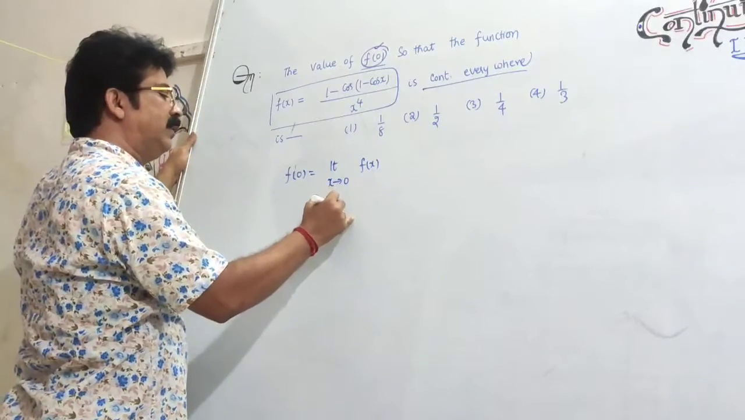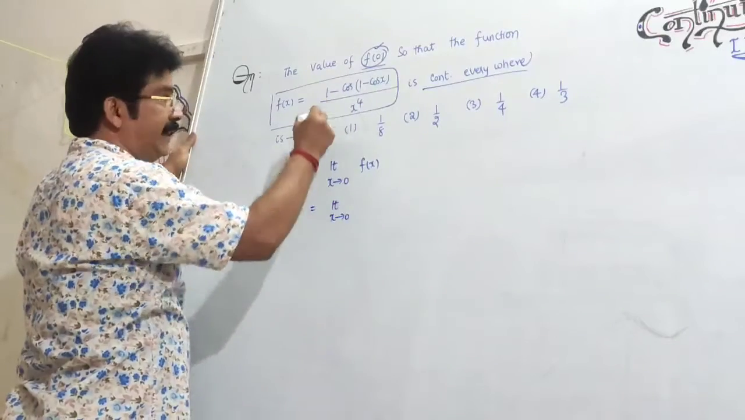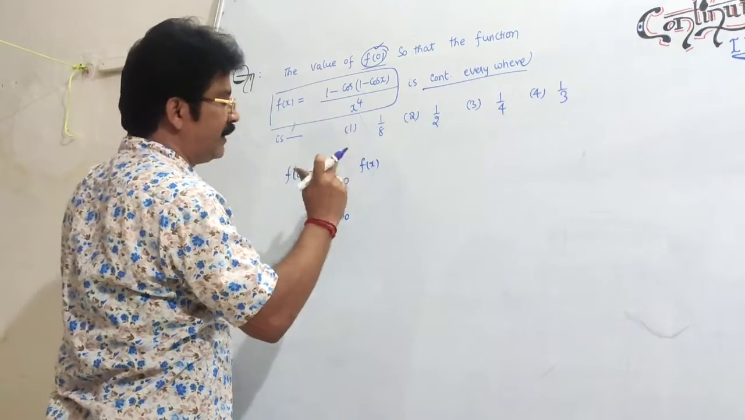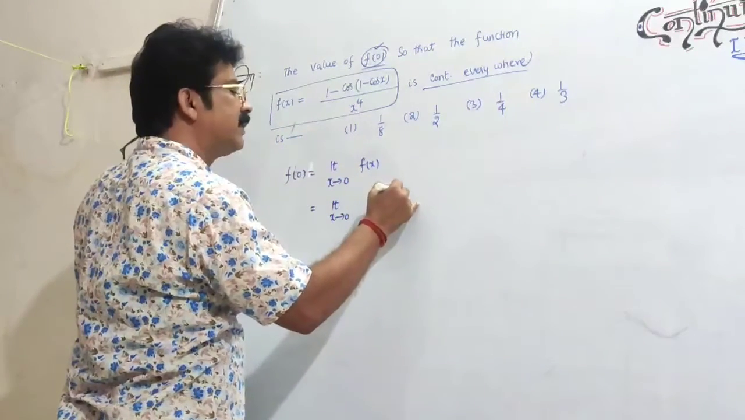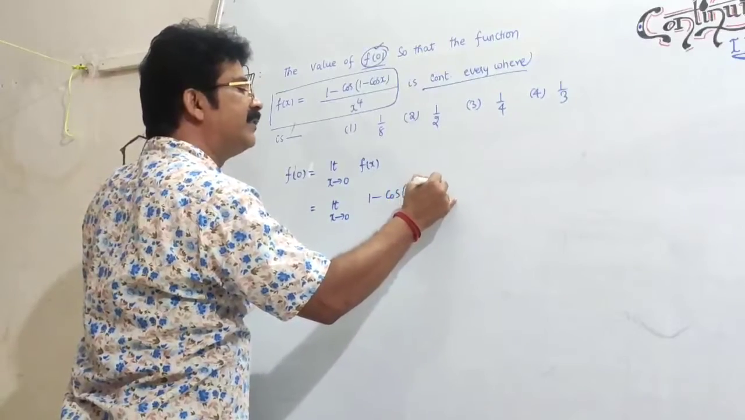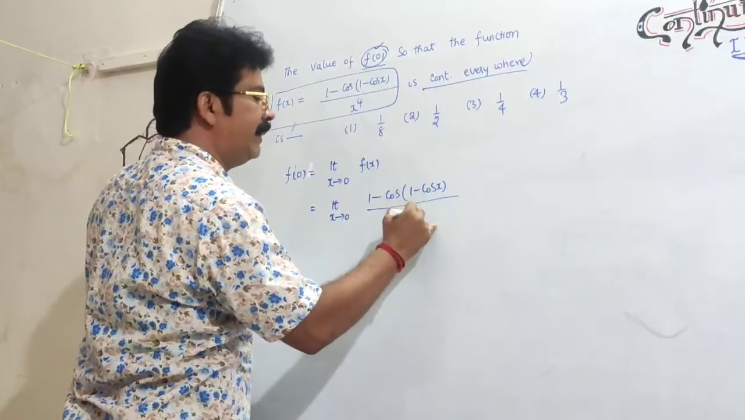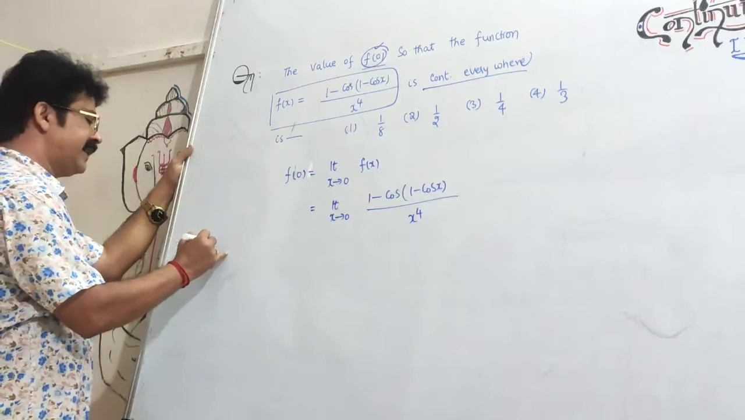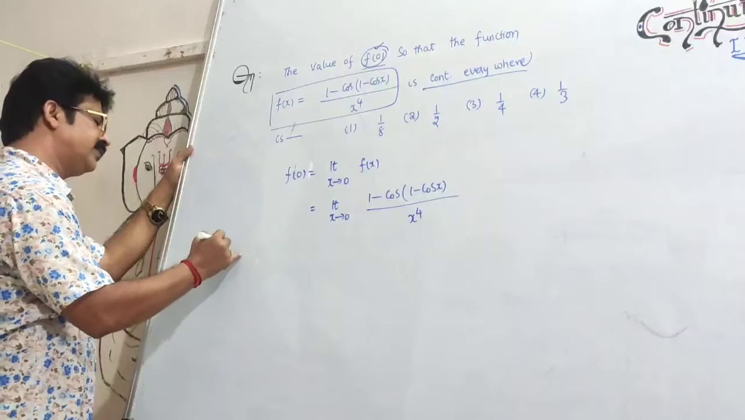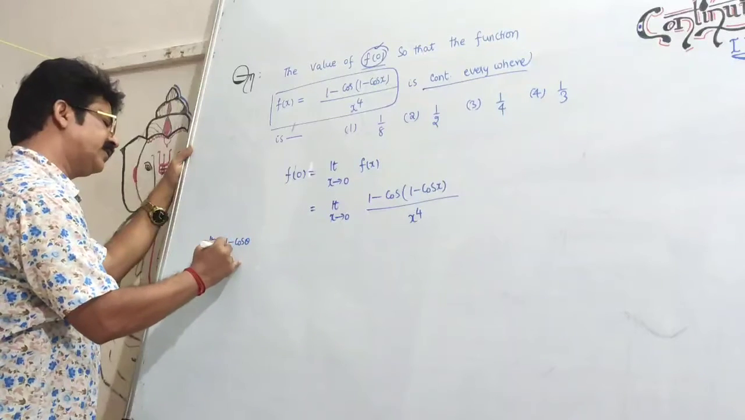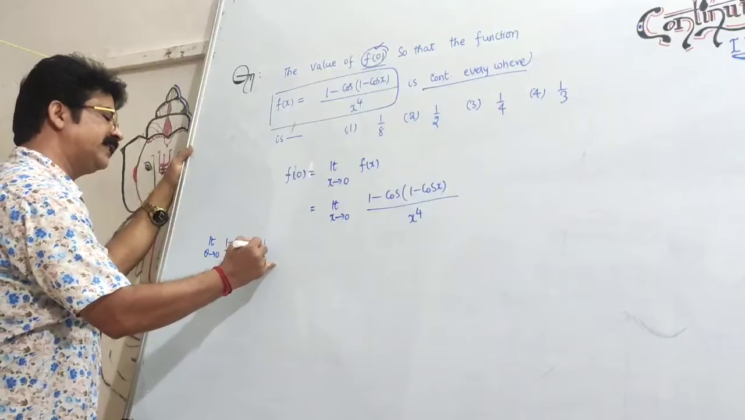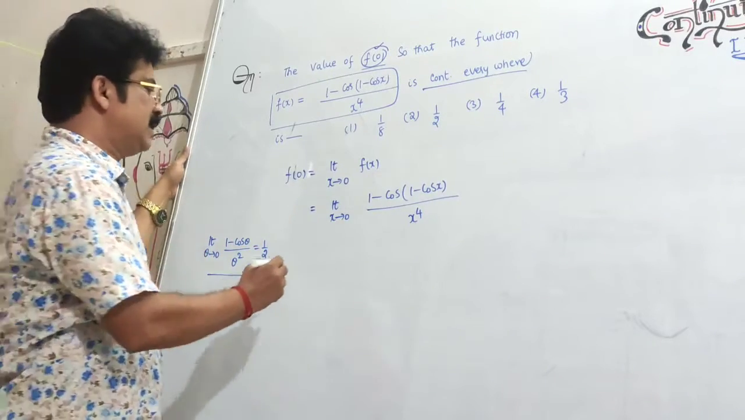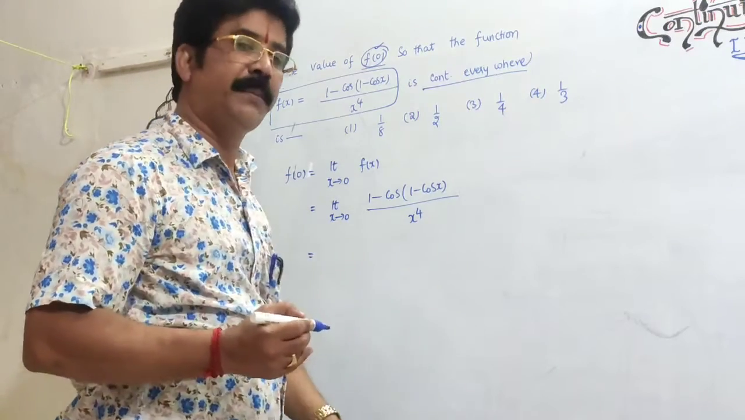That is equal to, it is to be understood that this is the case x not equal to 0. If x equal to 0, it is not defined. So, 1 minus cos of (1 minus cos x) whole divided by x to the power of 4. Now I will use one tremendous formula in limits: limit theta tends to 0, (1 minus cos theta) divided by theta square is equal to 1 by 2. This is the great formula in limits. So, I am trying to obtain that form.